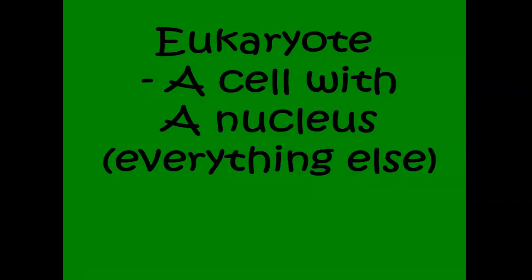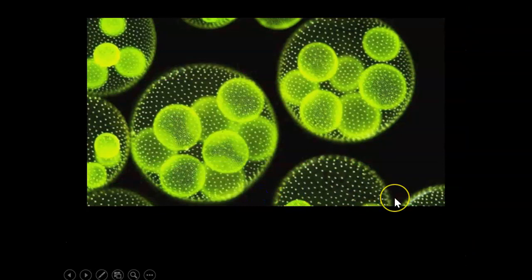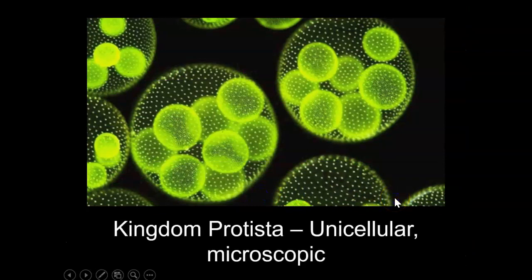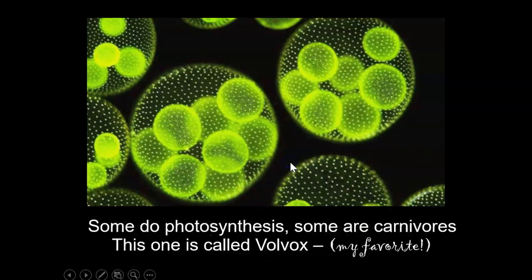Next, a eukaryote is a cell that has a nucleus and everything else inside. And there's a lot. Here is an example of a type of unicellular eukaryote called a protist. Kingdom Protista. They are all microscopic. What I love about these little guys in particular is that this is a photosynthetic protist called a volvox. And they have this clear outer membrane, and inside they have structures called chloroplasts.